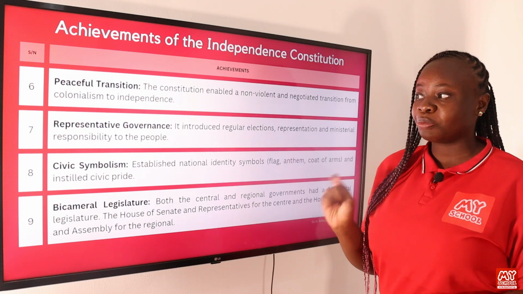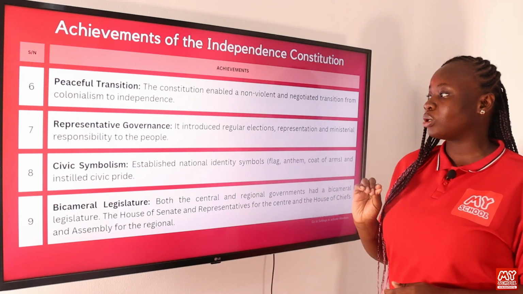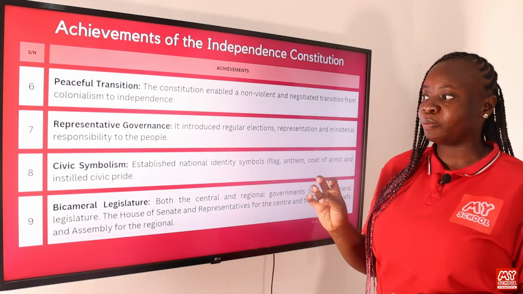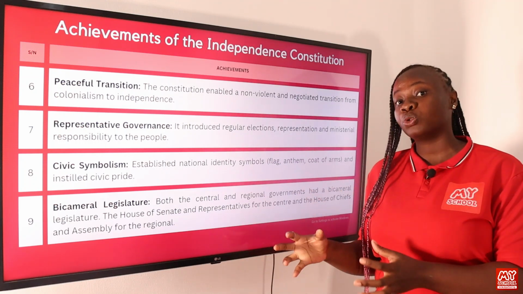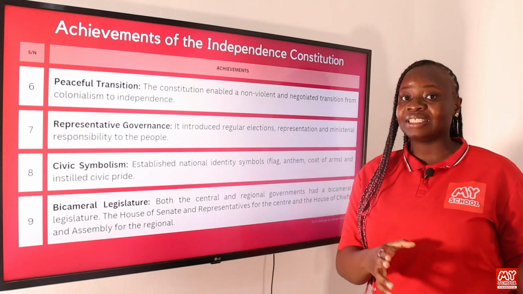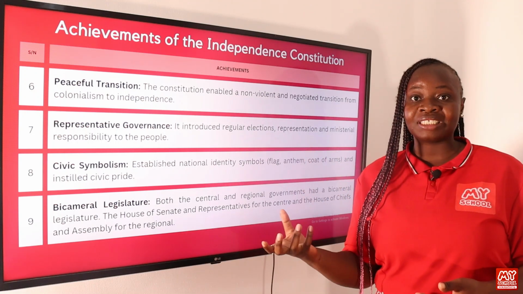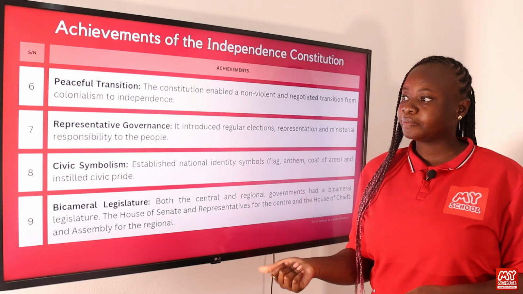Another achievement is representative governance. It introduced regular elections, representation, and ministerial responsibility to the people. This means that the people were allowed to select leaders who would represent them when it comes to making decisions on their behalf. So this is a representative form of democracy.